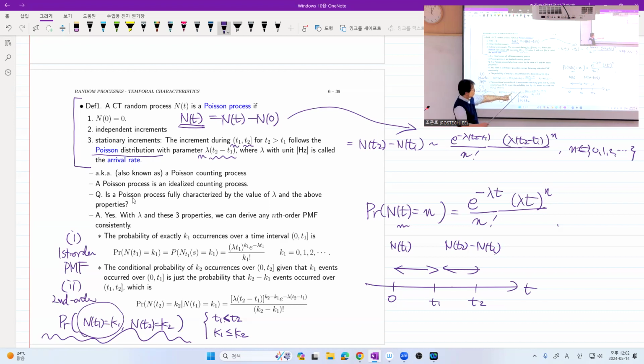And what does this mean? Given this condition, this event is the same as N(T2) minus N(T1) equals K2 minus K1. And that event is independent of this event. So you have, again, a Poisson distribution, now with parameter lambda times (T2 minus T1), and the number of occurrences is K2 minus K1. So by multiplying your derived first order PMF and this conditional PMF, what do you have? You have the second order joint PMF.